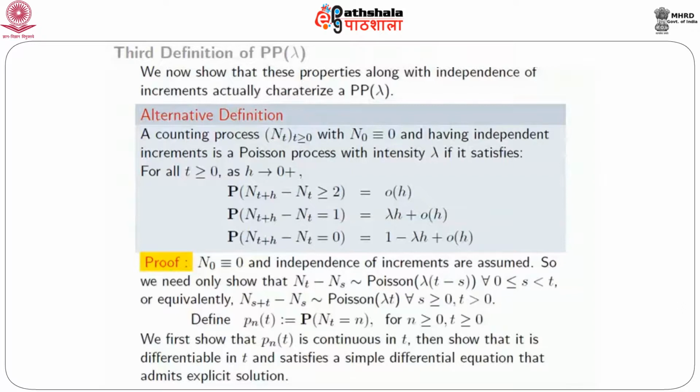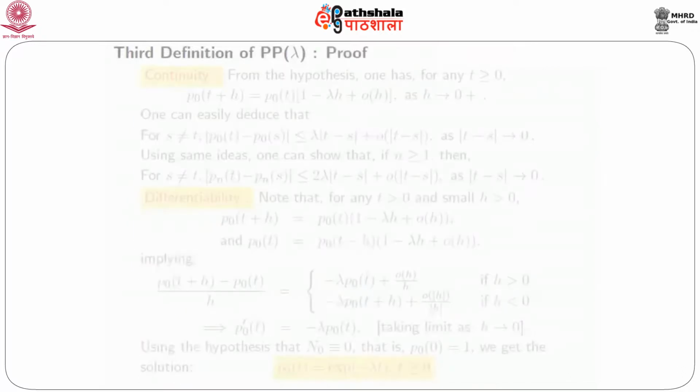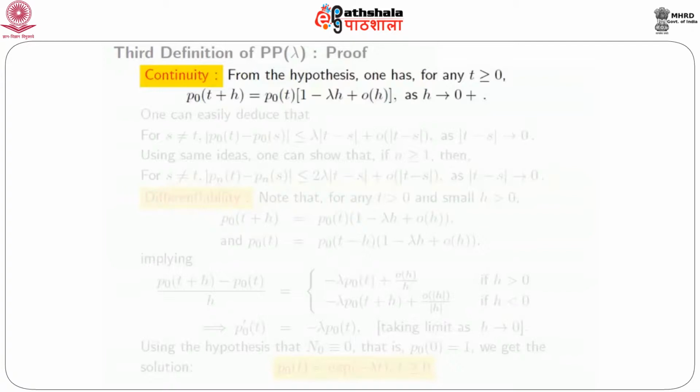Then we show that it is indeed even differentiable in t on the open interval 0 to infinity. And as we show that it's differentiable, we actually end up showing that it satisfies a simple differential equation that admits an explicit solution. All of this will be done using the conditions given in this third definition. Okay, so we continue with this. First, the proof of continuity.